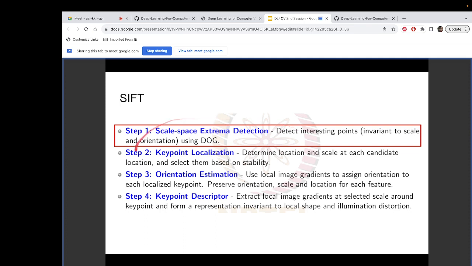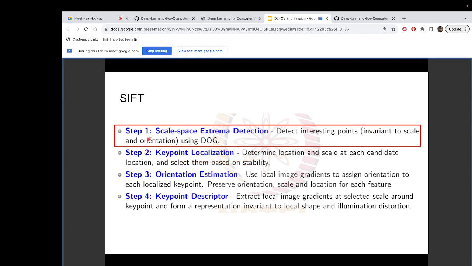So this first step is trying to capture what the interesting points in the image are, which are invariant to any scale or orientation. So it can be left oriented, right oriented, we don't care, using DOG, which is nothing but difference of Gaussians, right? So that is the first point.